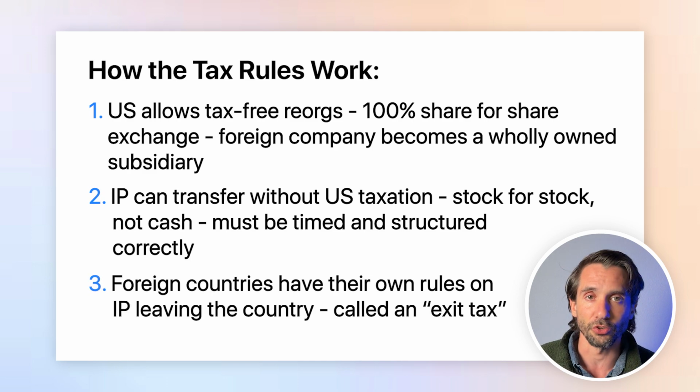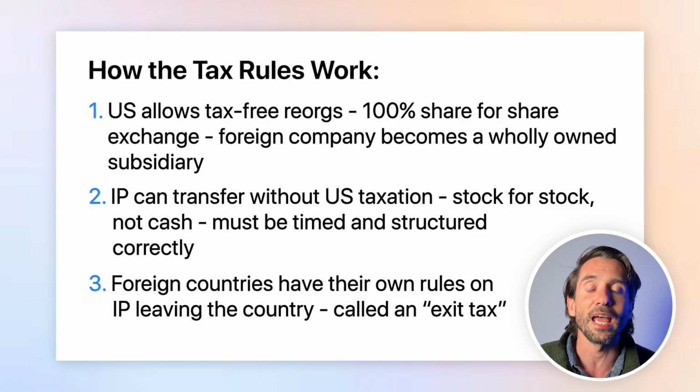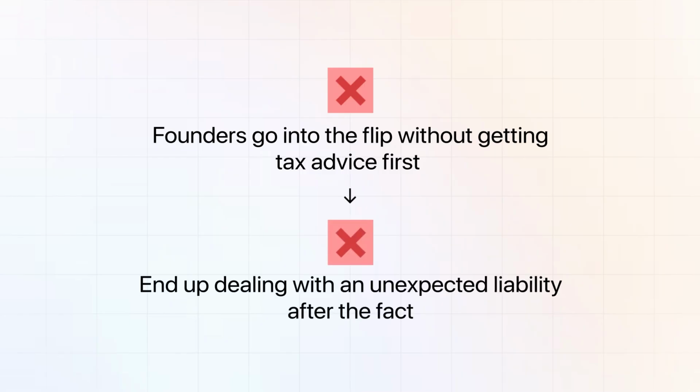However, foreign countries will have their own taxation rules around reorgs, and specifically the assignment of the IP to the US company from the foreign company. The reason for this is it's a way to ensure the foreign country keeps IP within the foreign country, or if the IP is leaving the foreign country, that the foreign country is paid for the IP that's leaving and going to the US company. This is sometimes referred to as an exit tax. The specific exposure varies based on where you're incorporated, but what I see repeatedly is founders who go into the flip without getting tax advice first and end up dealing with an unexpected liability after the fact.